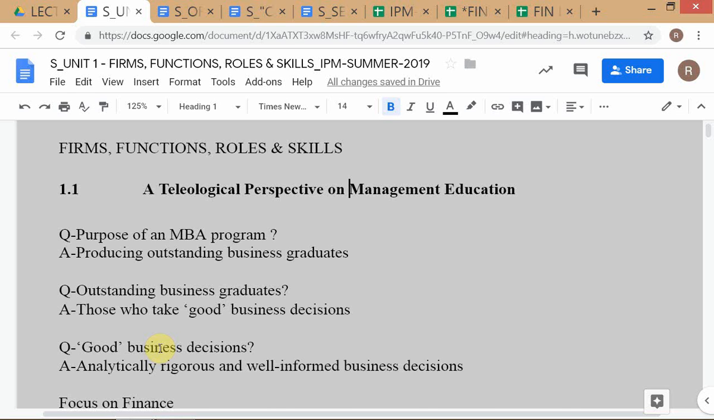So I want to take a fresh look at it, especially for the finance electives. My idea is, I ask myself, what is the purpose of this MBA program? That will help me to design what I put into the curriculum. Okay, so that's basically it.